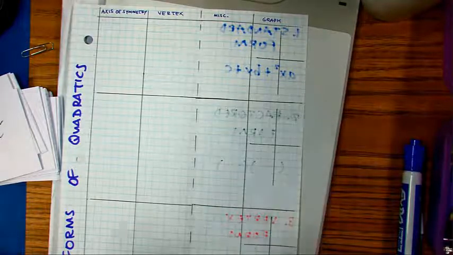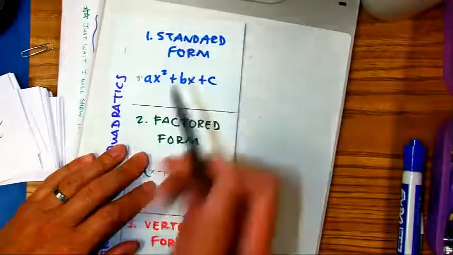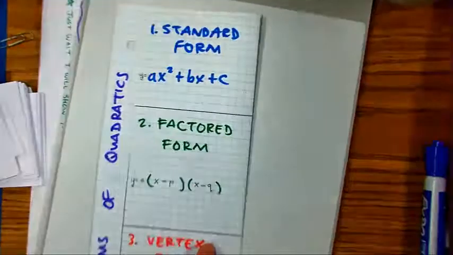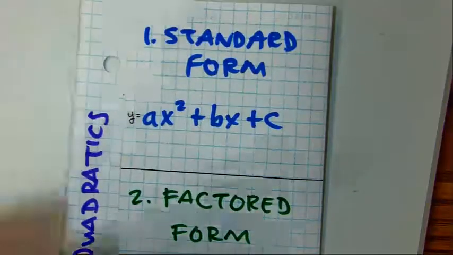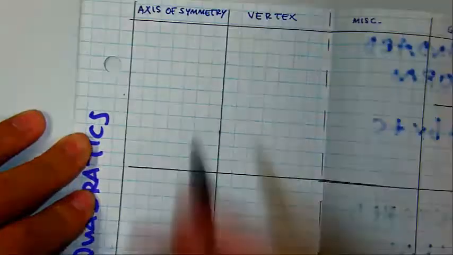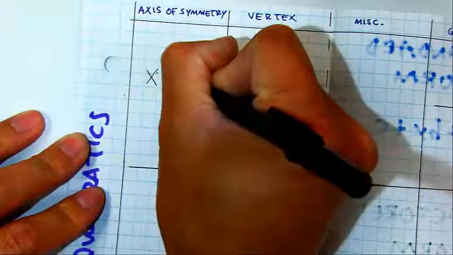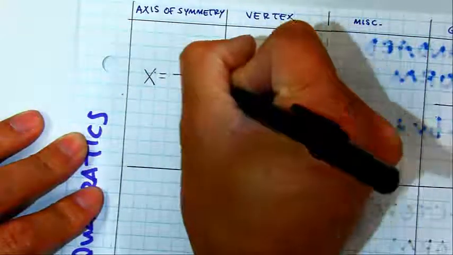Okay, what is the equation for the axis of symmetry for the standard form? Maybe you didn't know this. This is the front part of the quadratic formula. x = −b/2a.